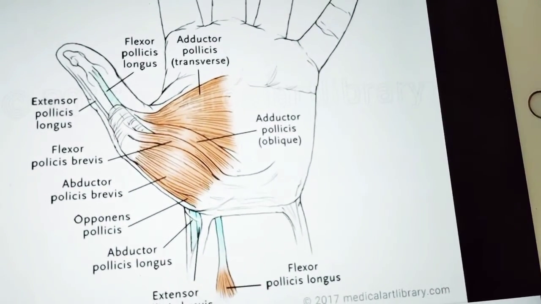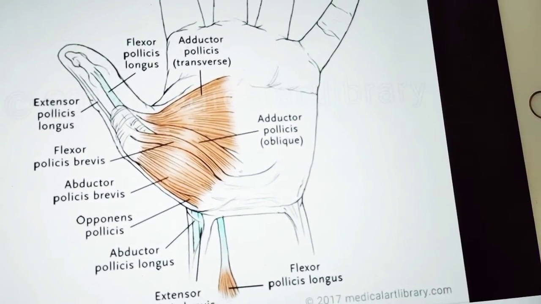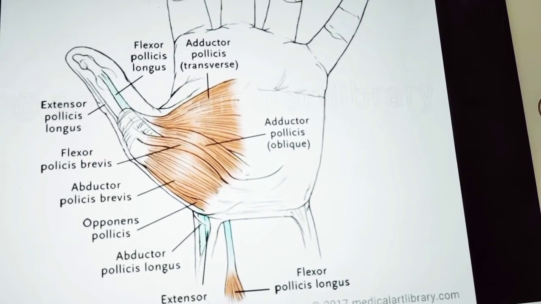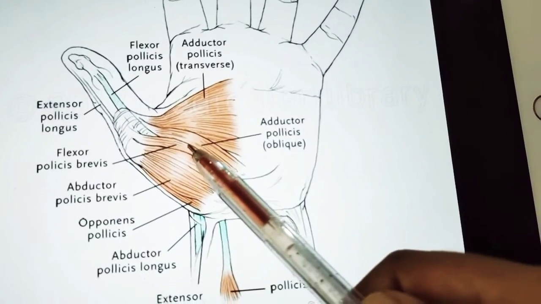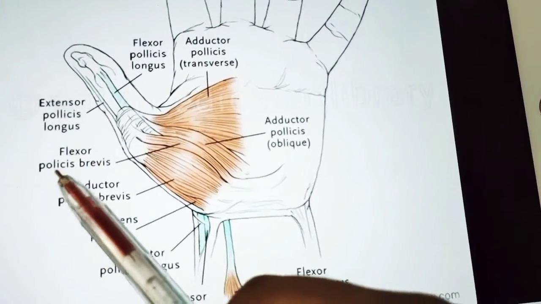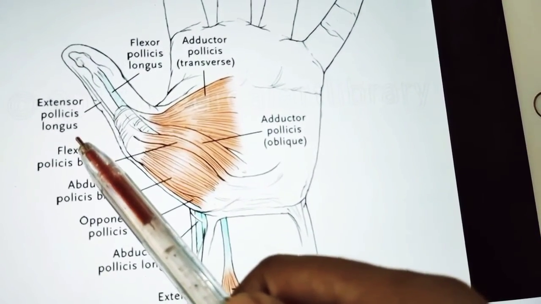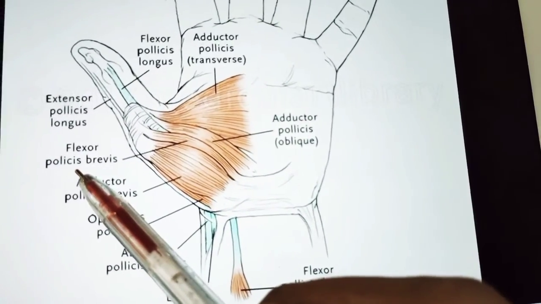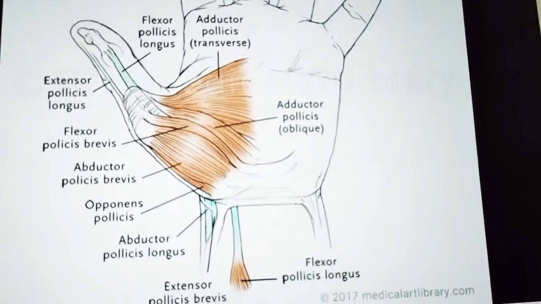So I said the mnemonic AFOA. A is done, that is abductor pollicis brevis. Next, going to F. What is F? F is nothing but flexor pollicis brevis. So here also just understand it. It's a flexor, meaning used to flex the thumb. Pollicis, to the thumb. Brevis, small again, the small muscle. So flexor pollicis brevis.